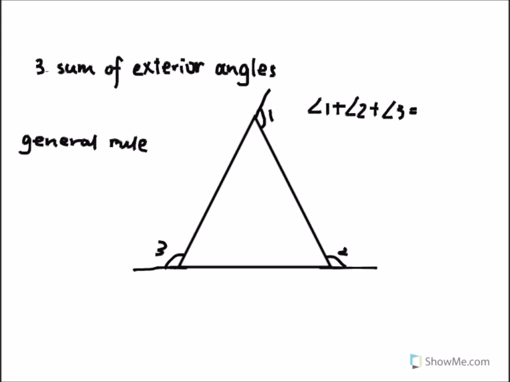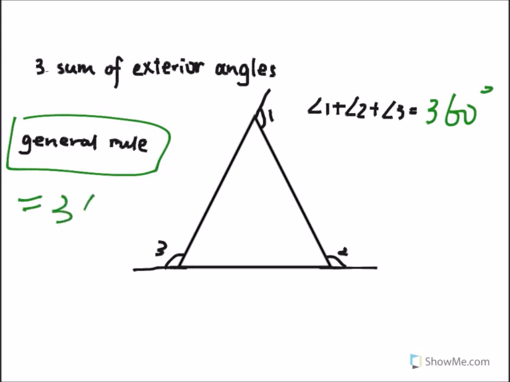After talking about the interior angles, let's talk about the exterior angles. I have marked all the exterior angles with angle 1, angle 2, angle 3 as well. And the formula is angle 1 plus angle 2 plus angle 3 is 360. Yes, we've also got a general rule, but the general rule is that the exterior angles of polygons add up to 360 as well. So when it comes to the sum of exterior angles, just remember 360 and you're good to go.